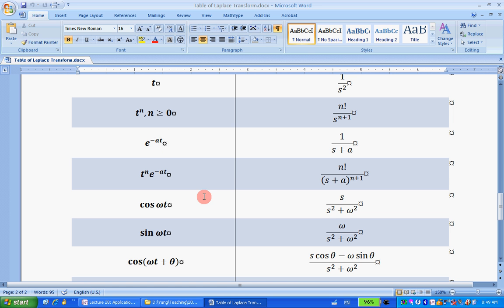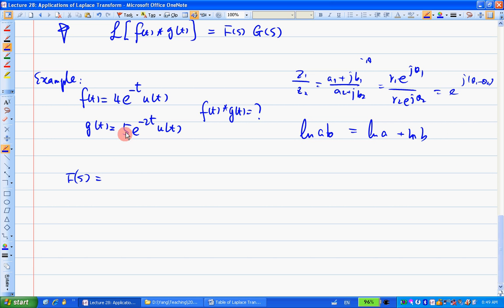Remember what I said about this table? This table basically gets rid of the u of t. Everything is a causal function here. So looking at this one, this is 4 over s plus 1, since this is e to the power of negative t. Then G of s is 5 times 1 over s plus 2. So that's the Laplace transform of these two functions.